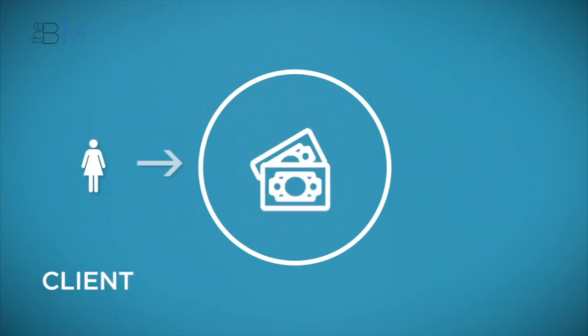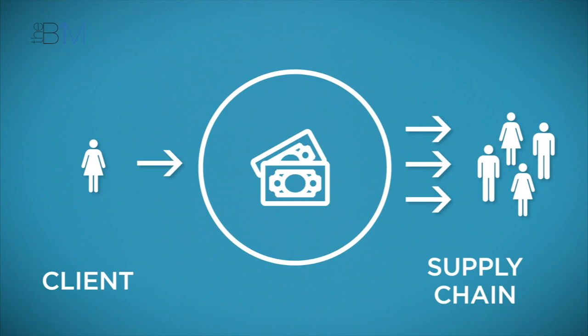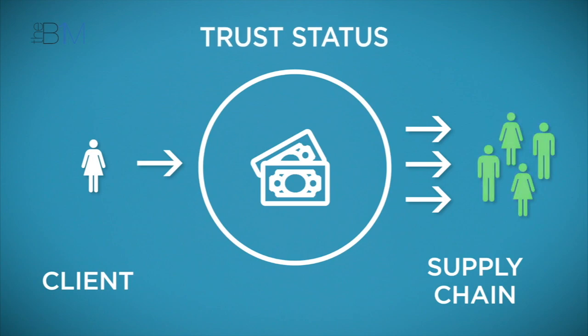The client puts their funds for the project into this account and then pays the members of the supply chain directly and simultaneously from there. Project bank accounts have trust status. This means that the funds in them are secured and can only be paid to the beneficiaries, the supply chain members who are named on the account.